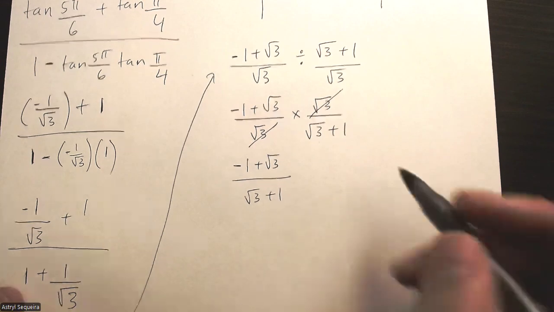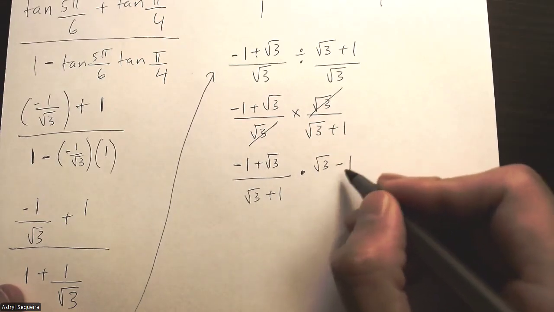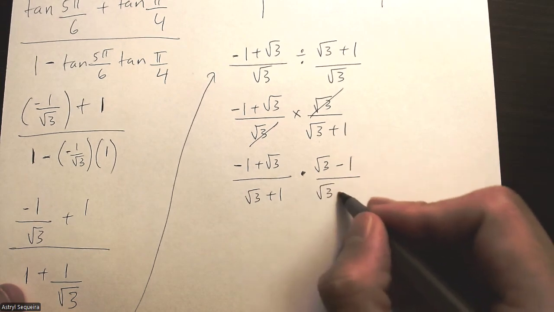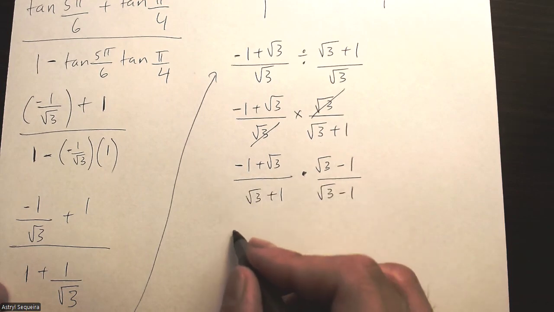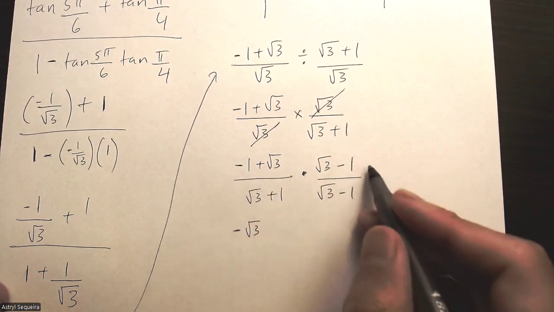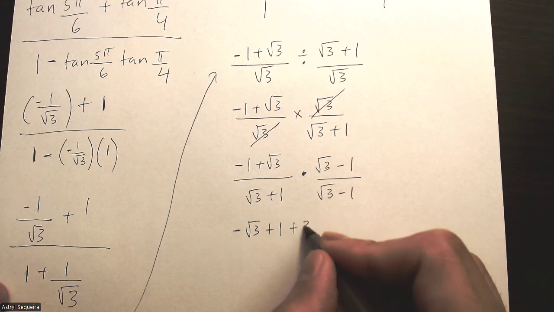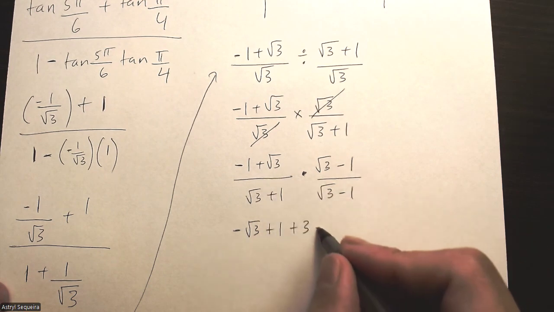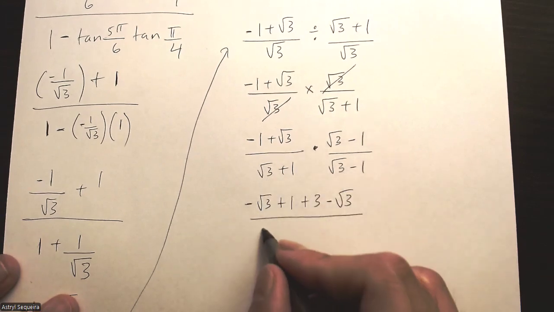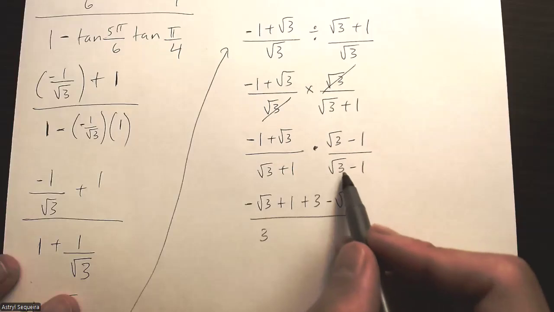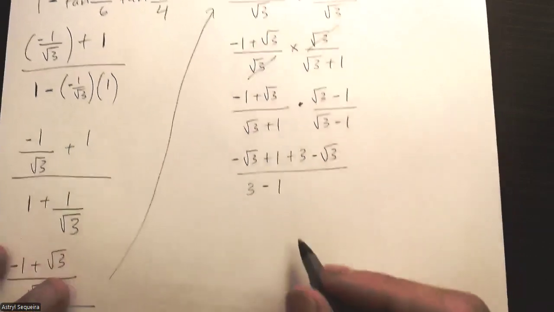If your teacher expects you to rationalize, you've got to multiply the top and bottom by root 3 minus 1. Remember, we're foiling out the two brackets. So negative 1 times root 3 is negative root 3. Negative 1 times negative 1 is positive 1. Root 3 times root 3 is 3. Root 3 times negative 1 is negative root 3. And in the denominator, root 3 times root 3 is 3. The middle terms will cancel out because I'm rationalizing, so I don't have to do that here. 1 times negative 1 is negative 1.